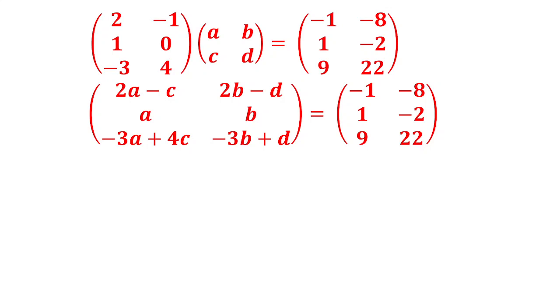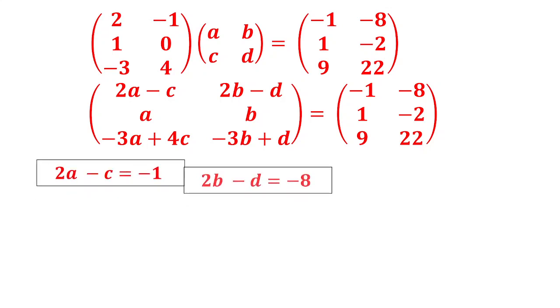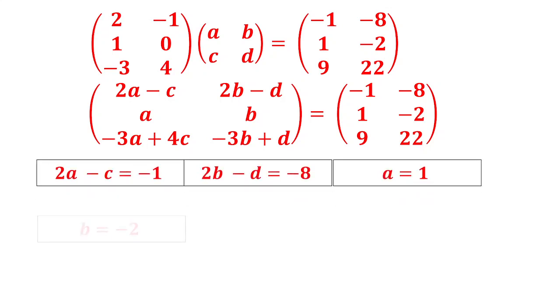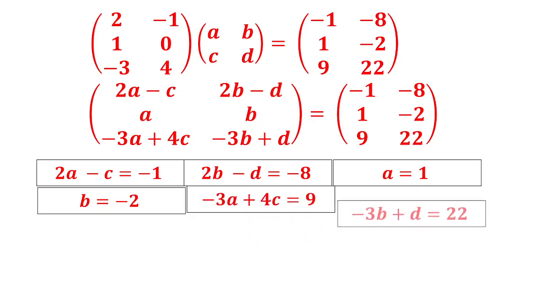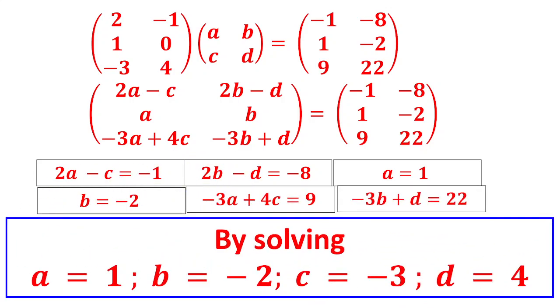Now I got a 3 cross 2 in the left hand side, 3 cross 2 on the right hand side. Equate them and you will get equations now. And solving those equations, I am getting the value of A is 1, B is equal to minus 2, C is equal to minus 3 and D is equal to 4. In this problem, product is given, but the order you have to find. You have to find the order, then you can solve the problem.